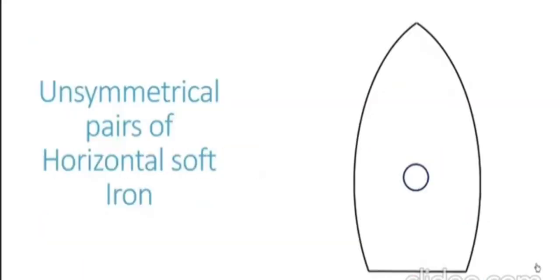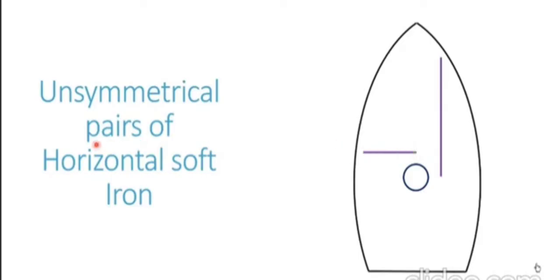Let me now show you the kind of structures which may generate coefficient A on a particular ship. Now we have seen that coefficient A is generated because of unsymmetrical pairs of horizontal soft iron. Now horizontal soft iron, HSI, can be present in 2 orientations. We can have a fore and aft horizontal soft iron, something like this one. This is horizontal soft iron in the fore and aft direction, and we can also have horizontal soft iron in the athwart ship orientation. You now see another horizontal soft iron which has an athwart ship orientation.